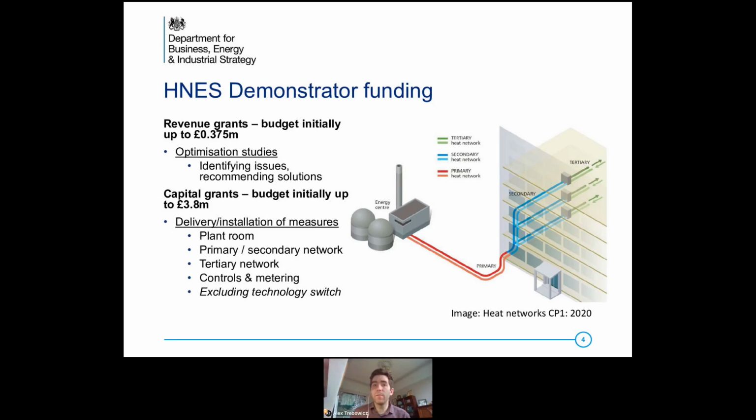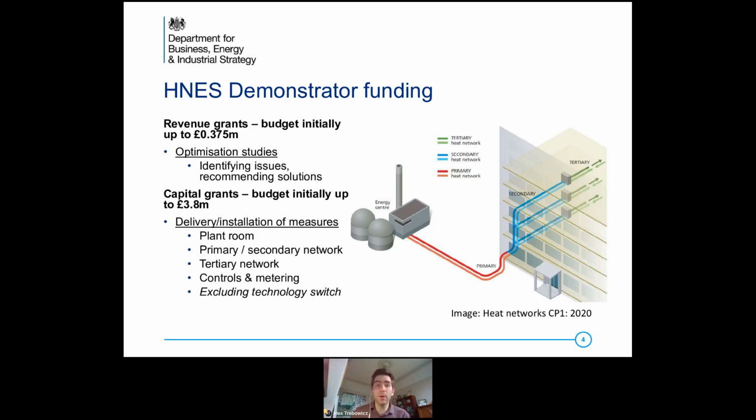In terms of what we have funded, the funding for the demonstrator was split into two. A budget for revenue grants, which is essentially delivering optimization studies. This covers projects where the owner or operator might realize there are issues with the network, but they're not sure exactly why they occur or how to fix them. These grants allowed operators to procure third-party support to analyze their networks, do some diagnostics, and then provide a recommendations report to say, these are the issues, this is how you fix them, and this is how much those issues and those solutions cost, and what they can possibly deliver in terms of benefits. We originally had a budget of £375,000 for that work, and we uplifted that to about 1.5 million. So that portion of the funding was heavily oversubscribed.